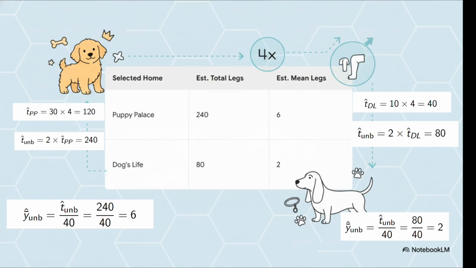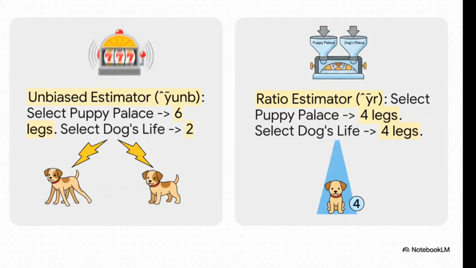That is just all over the place. But now watch what happens with the ratio estimator. This is like magic. If we pick Puppy Palace, the formula is our estimated total from the sample, 120, divided by the total size of that cluster, 30. And that gives us 4 legs. Perfect. What if we pick Dog's Life? Well, it's the estimated total of 40 divided by the cluster size of 10, which is also 4 legs.